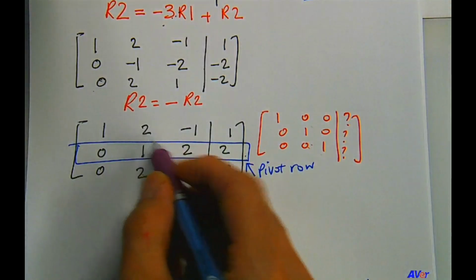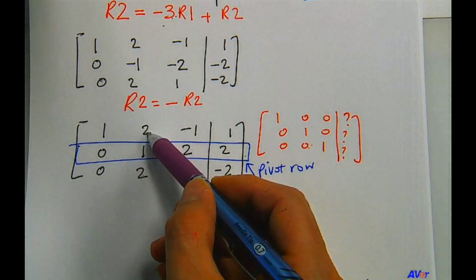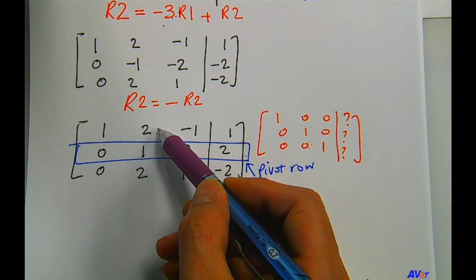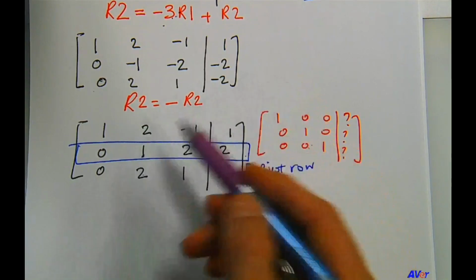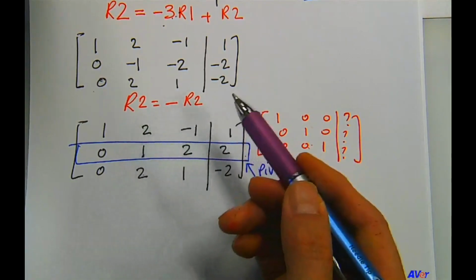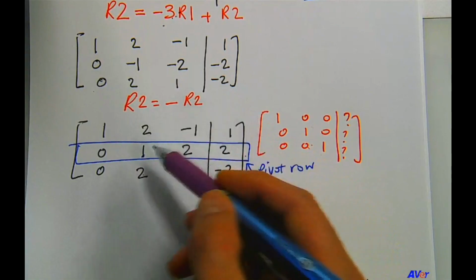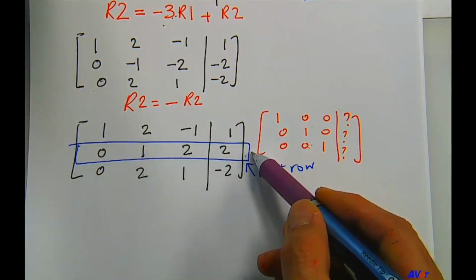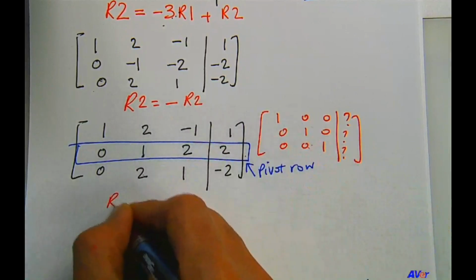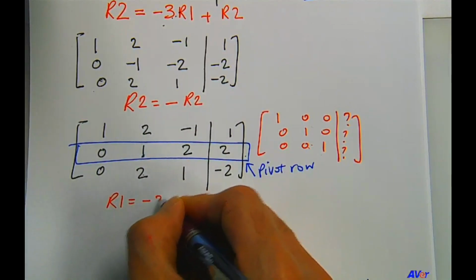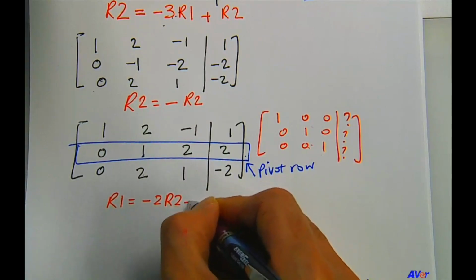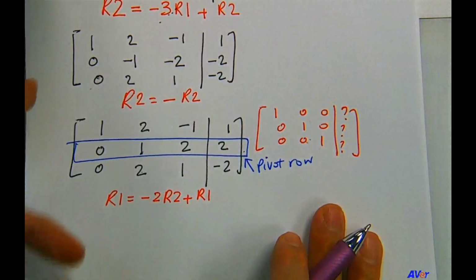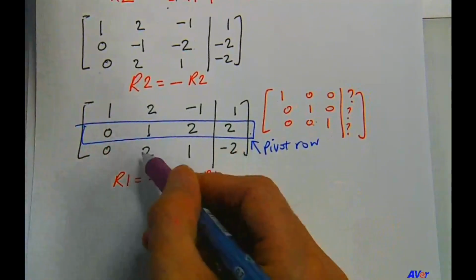Okay, so how are we going to get a 0 in that spot? Well, all we need is to add a -2 to this, and we're done. Where is the -2 going to come from? It's going to come from multiplying this row by -2 and adding it to that 2. So row 1 is equal to minus twice row 2 plus row 1.